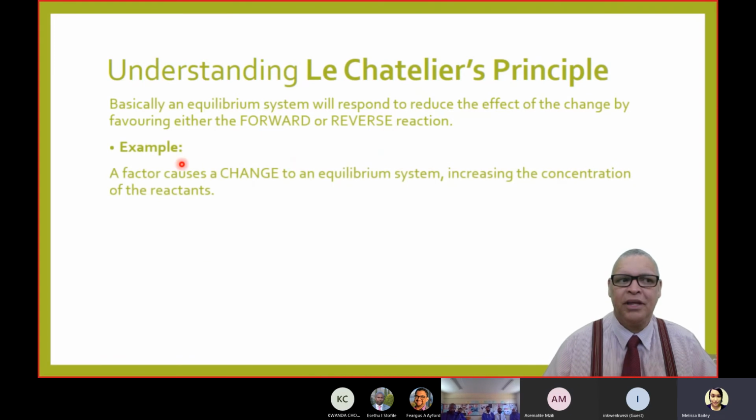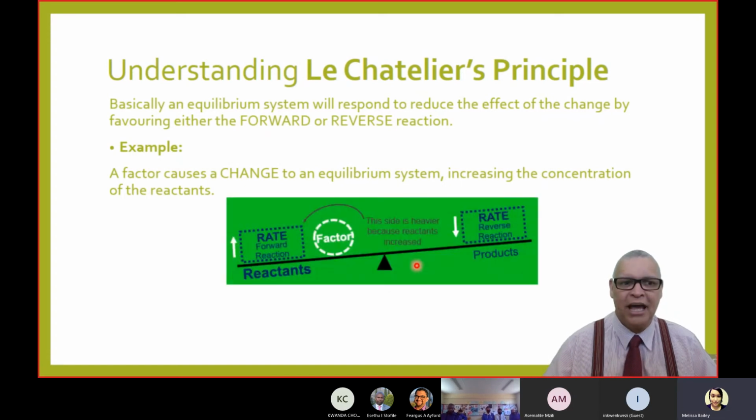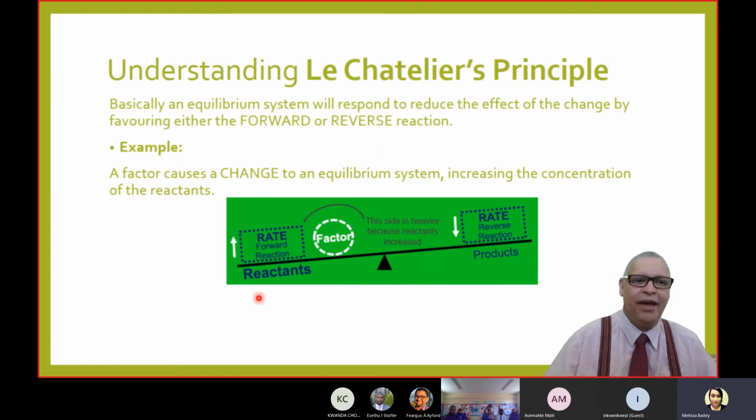For example, a factor causes a change to an equilibrium system, increasing the concentration of the reactants. So the situation is very much like what we see on the monitor there. Suppose we have a seesaw. This side here has got the heavier mass, one can call it, because it's down there, right? You can imagine two people on here. This side is very heavy, that person is very light.